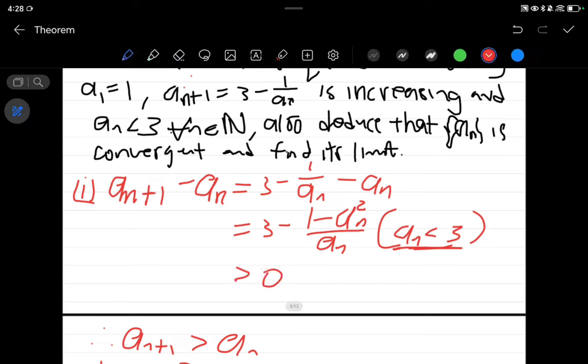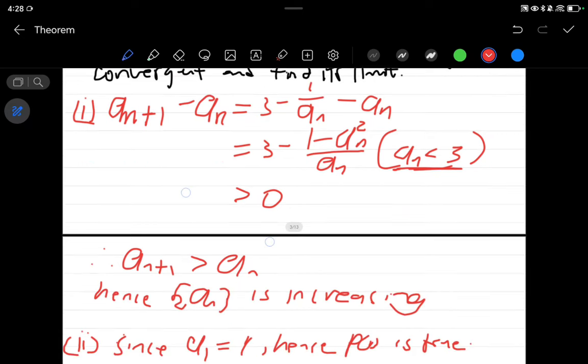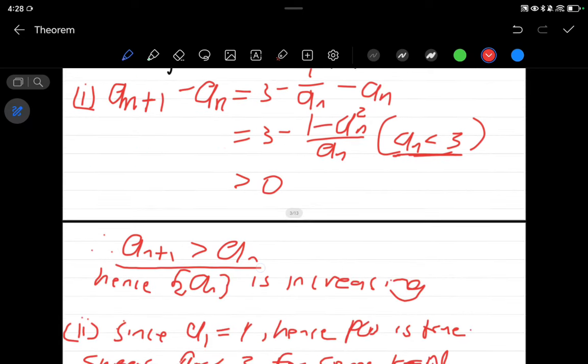You have shown that with your calculator. You don't write it here, you check with your calculator, find that it's greater than 0. So I wrote greater than 0 there. Then I come and say, therefore, a of n plus 1 is greater than a of n. Because if this is greater than 0, I can take this to the other side. You see, right? Then I'll have this. So from here, I can say, hence, a of n is increasing.